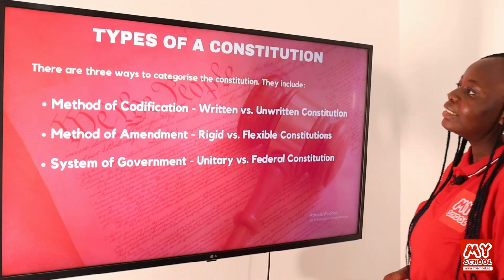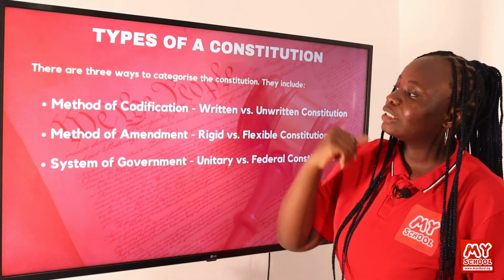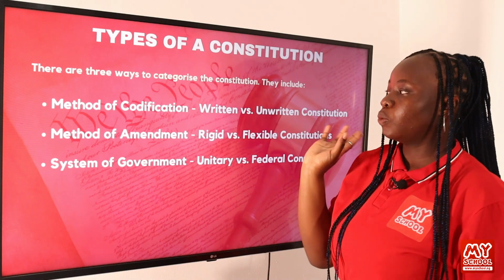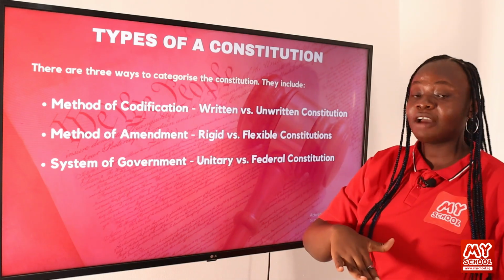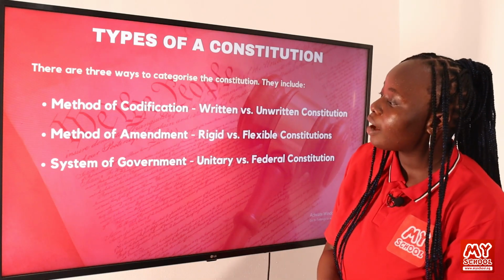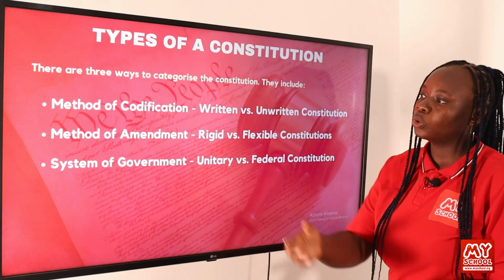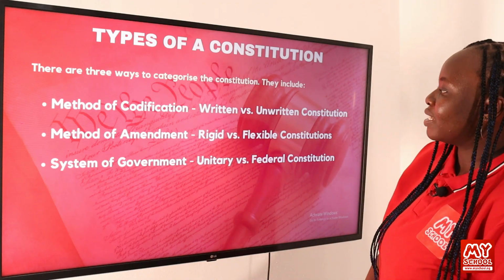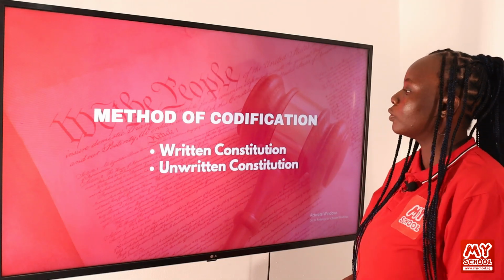All right, there are different ways of categorizing a constitution. You can categorize it by method of codification. Then we have written and unwritten. We have method of amendment, where we have rigid and flexible. And then we have system of government, where we have unitary and federal constitution. So let's begin with the first part, which consists of written constitution and unwritten constitution.